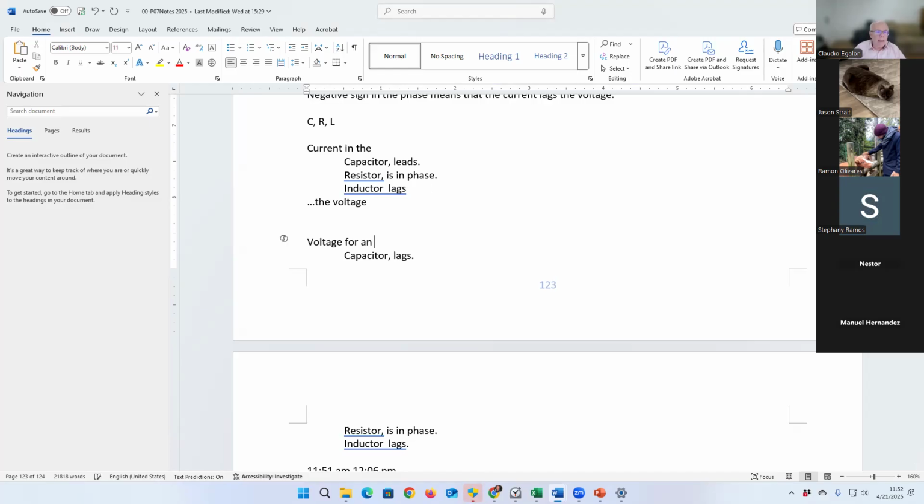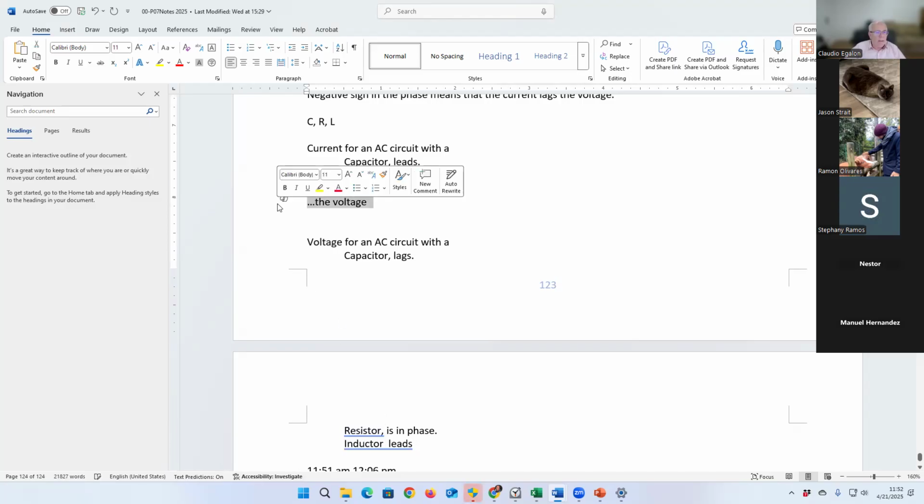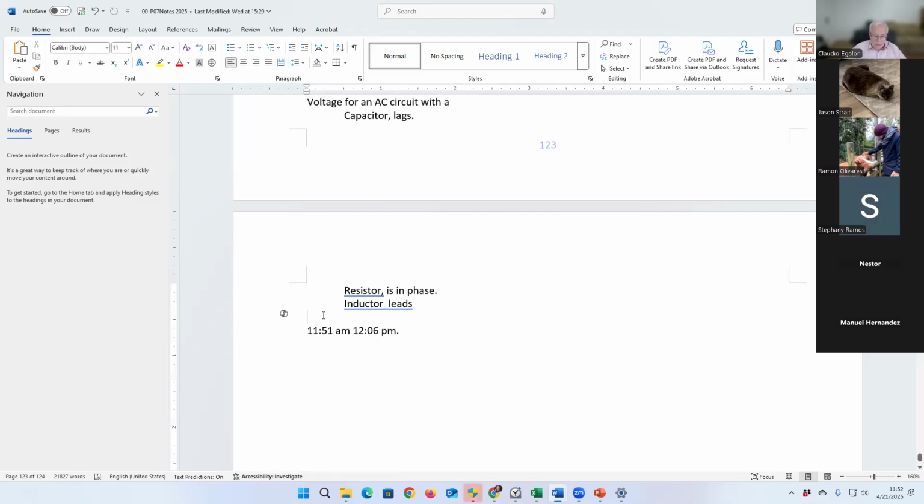Current for an AC circuit with a capacitor leads the voltage. Now, voltage for an AC circuit with a capacitor lags, is in phase, or leads the current? Leads the current. If we put it this way, it becomes easier to remember, right? Leads the current.